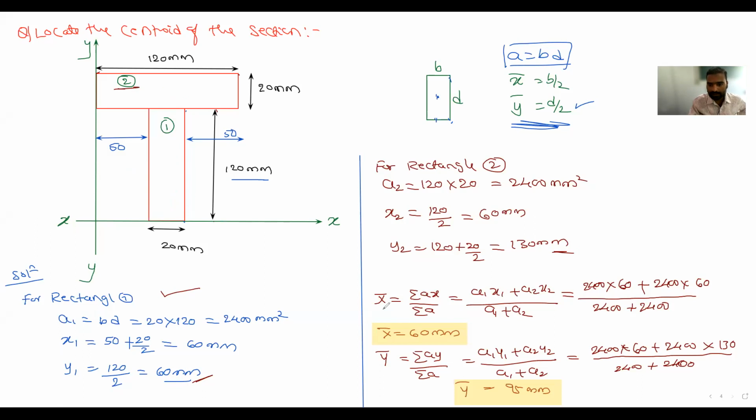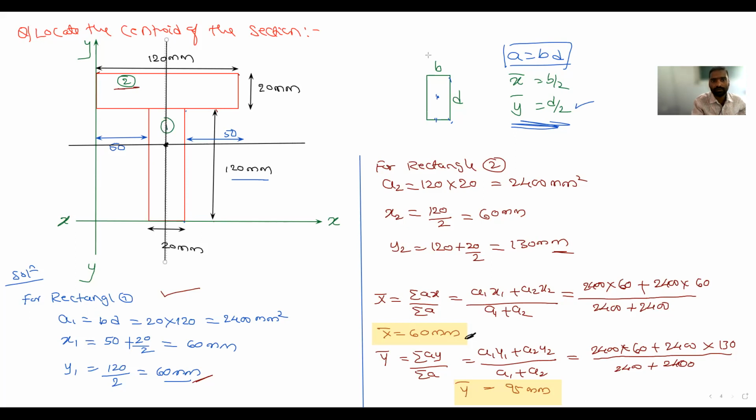See, how much did x bar come? 60, right? X bar is 60. It means from this centroidal axis to this side, the total is 120, so x bar comes here. Then y bar from the bottommost line to the topmost: this is 95, this is 120 up to here, so up to 140 it will come here. Okay, this is approximate I am writing. These are the reference centroidal axes.